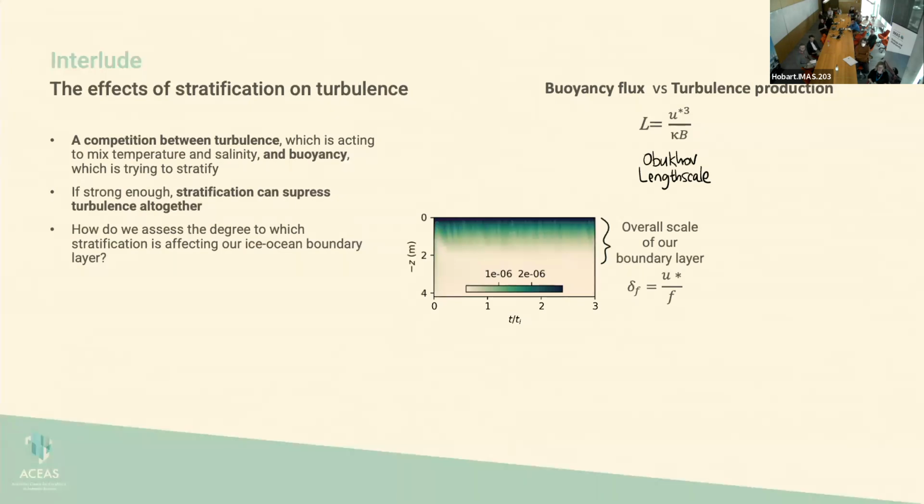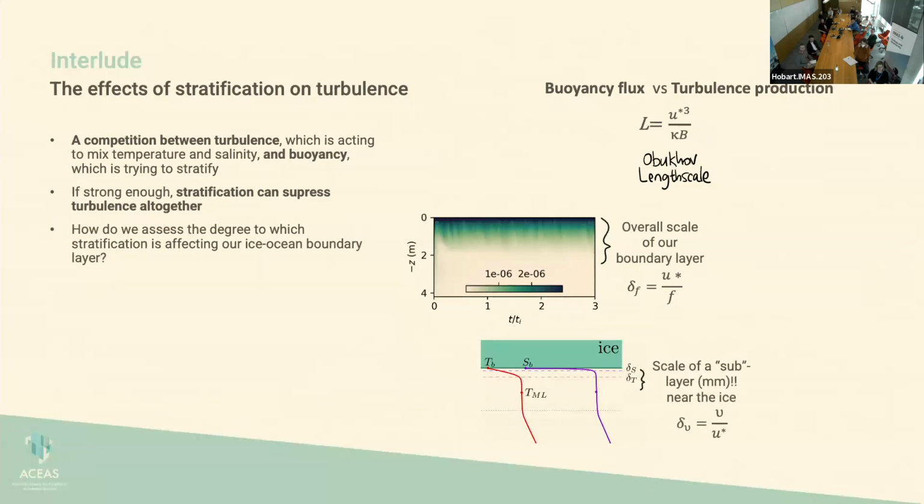The first thing we're going to compare it to is the overall size of our boundary layer, and we have this neat expression to predict that. The second thing we're going to compare it to is a much smaller scale. I said before that we cared about millimeter scales right next to the ice. I haven't delved into that too much, but we have another scale that we can compare our Obukhov length scale to, which is a sub-layer scale, and that's the expression for this down here.